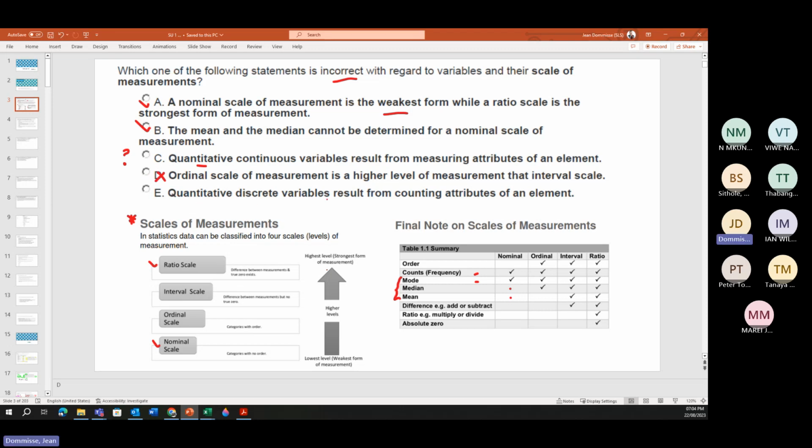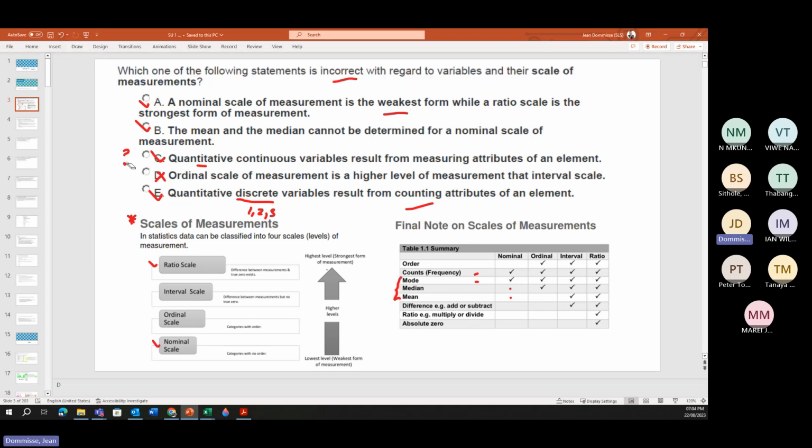Quantitative discrete variables result from counting attributes of an element. Okay, discrete. Remember, discrete is values like 1, 2, or 3, 4, 5, 6. So that's definitely counting. So that is correct. Quantitative continuous variables result from measuring attributes of an element. That one is also correct.